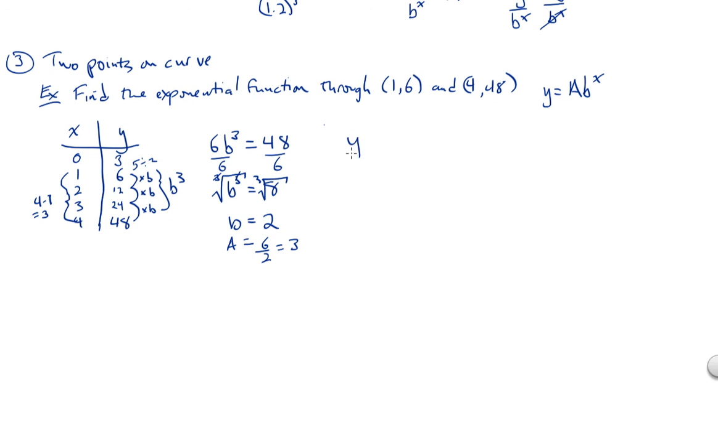So now we're ready to go. We're ready to write our equation. y equals a, which is 3, times b, which is our 2, to the x. That's how I'll write it. You could write it as 3 times 2 to the x. Order of operations, that's still correct.